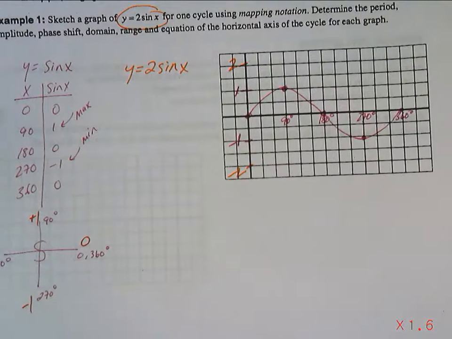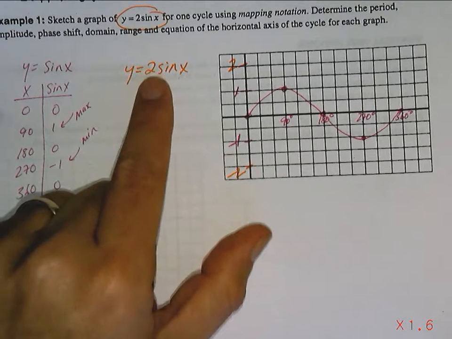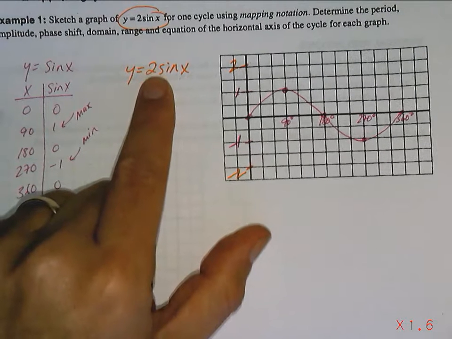It's one complete wavelength. It's between 0 and 360 degrees, and it's gorgeous. Just look at it. It's beautiful. So what am I going to sketch next? A vertical stretch of that.